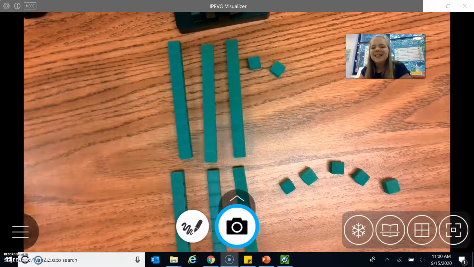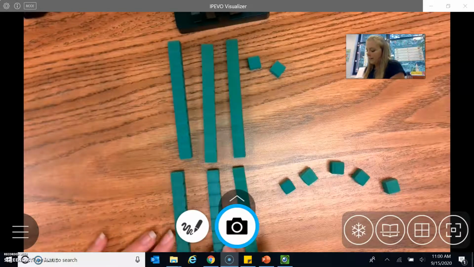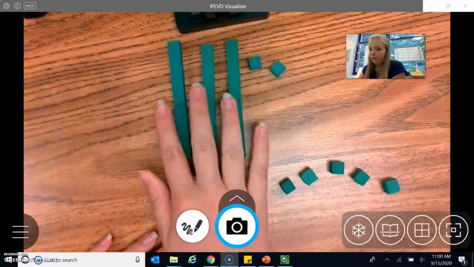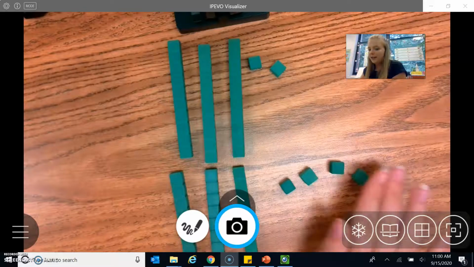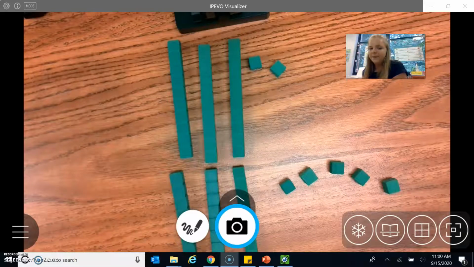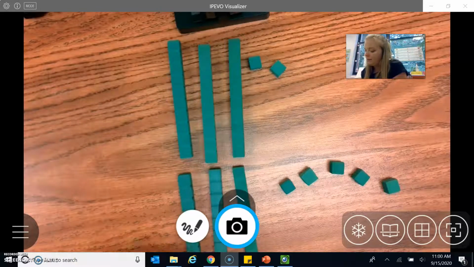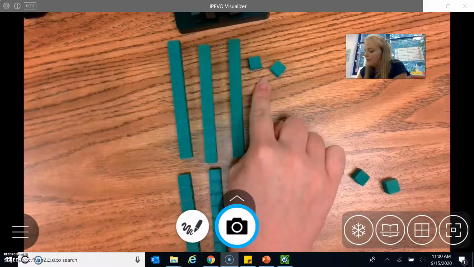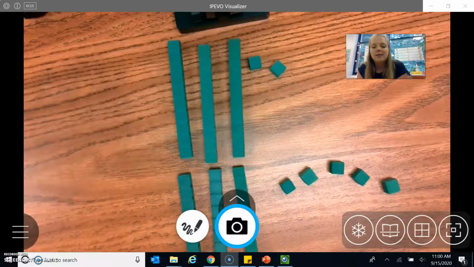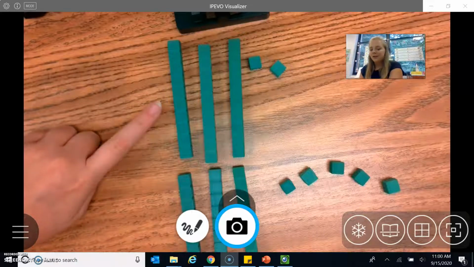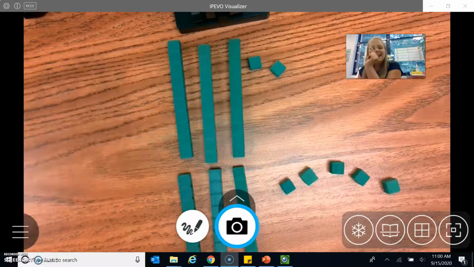Now let's see which one has the least. Remember, least is the smallest amount. So again, I have 32, 3 groups of 10s and 2 ones, and down here I have 35, 3 groups of 10s and 5 ones. Okay. Which one has the least? Well, they both have the same amount of 10s. Alright, so I'm going to look at my ones. This has 2 ones, and this has 5 ones. Which one has the least amount of ones? That's right, this one. So that means 32 is the least.